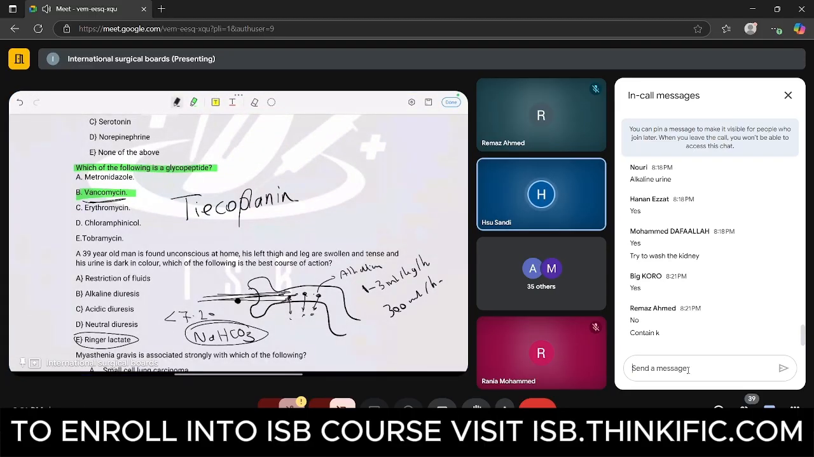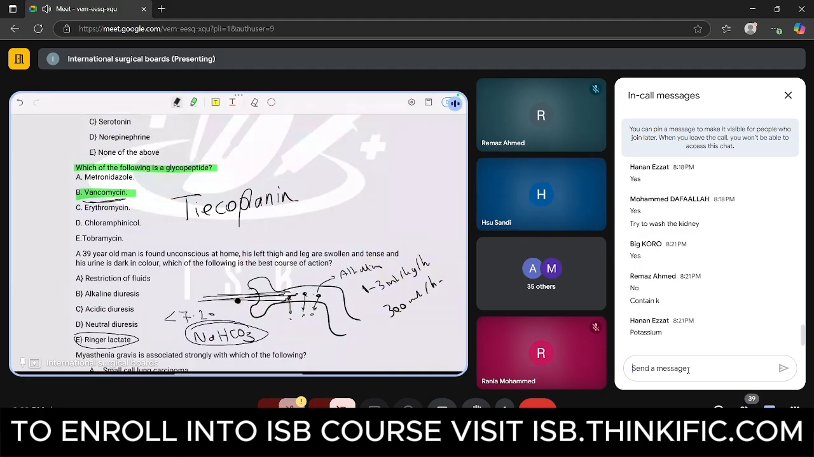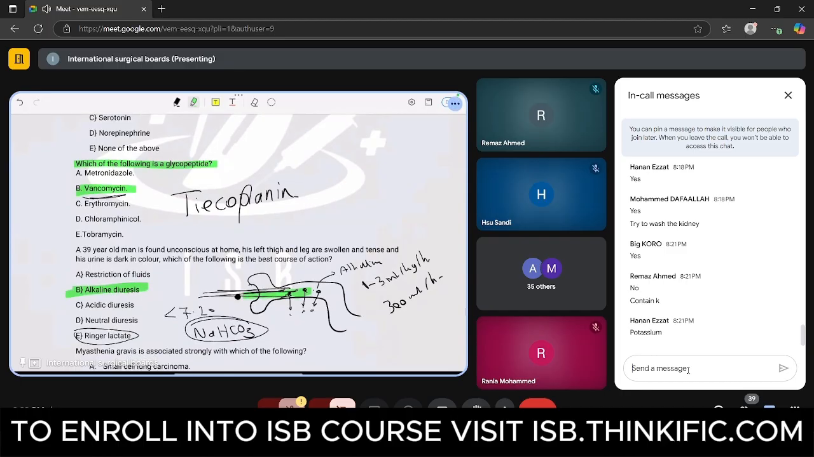Ringer's lactate also contains potassium. It will worsen hyperkalemia, and this patient may already develop hyperkalemia. That's excellent. So in the end, this question will be answered as option B, that is, alkaline diuresis will be optimal. As I told you, you don't have to add an alkalinizing agent. Just giving fluid will alkalinize the urine most of the time.